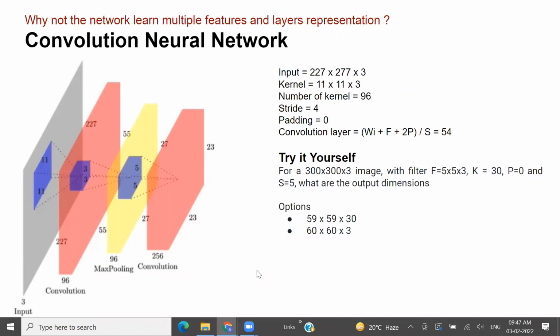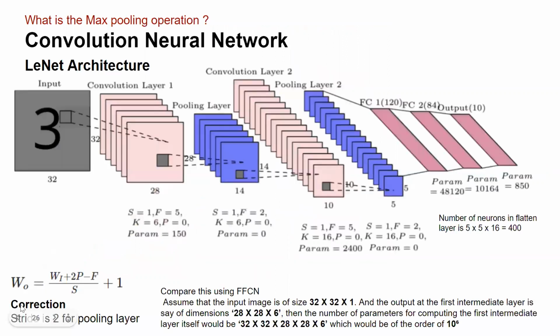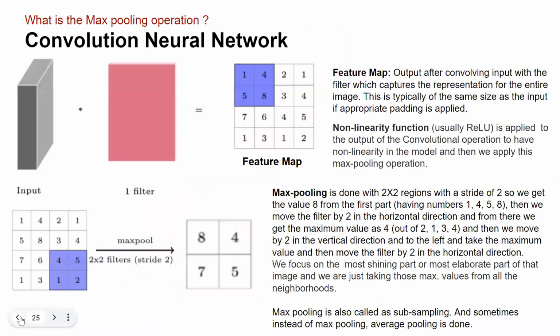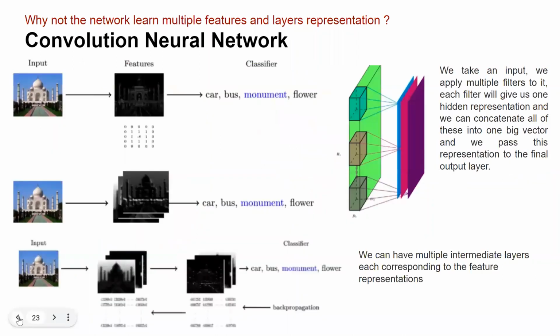So we'll start from where we left yesterday. This was the last thing we saw in yesterday's class, right? We said that we're going to use multiple filters. We will be having multiple representations of the input image, and those multiple representations are further processed and fed into a classifier.